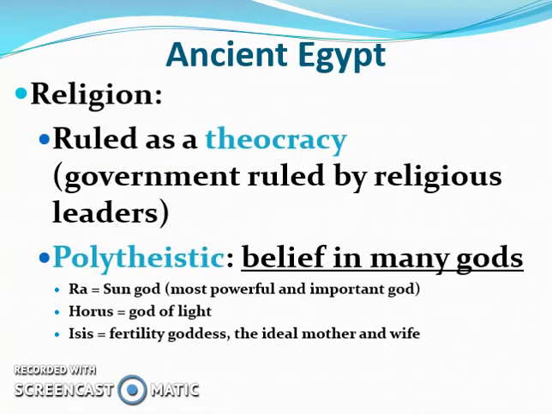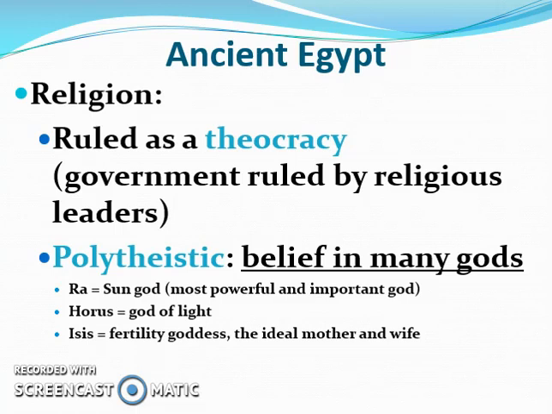In terms of religion, ancient Egypt was polytheistic. Again, polytheistic is a belief in many gods. So just like Mesopotamia was polytheistic, a belief in many gods, so was ancient Egypt. The government was ruled as a theocracy, meaning government ruled by religious leaders. The pharaoh was in charge. The pharaoh was seen as a god, and so therefore considered a religious leader. So ancient Egypt was a theocracy.